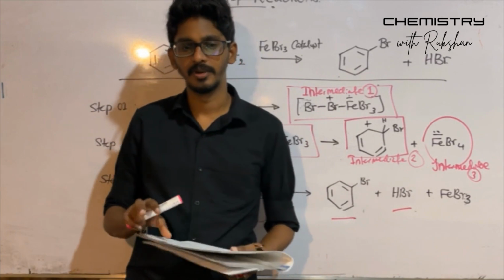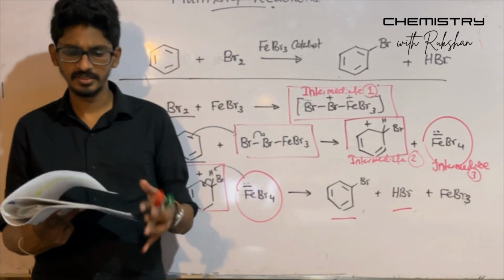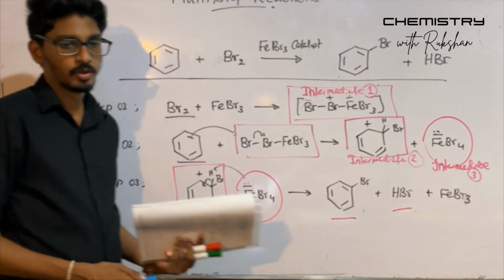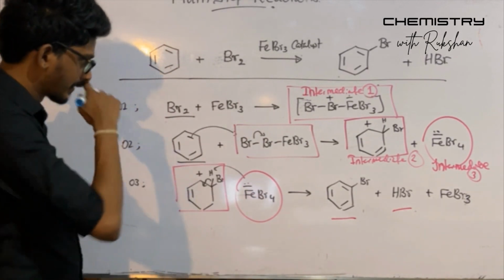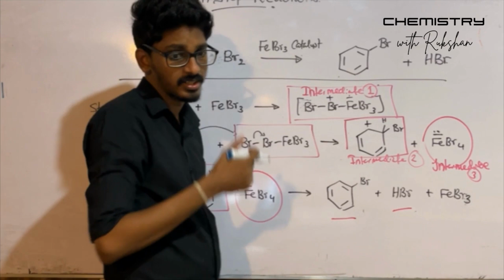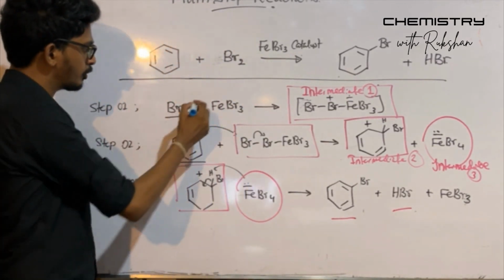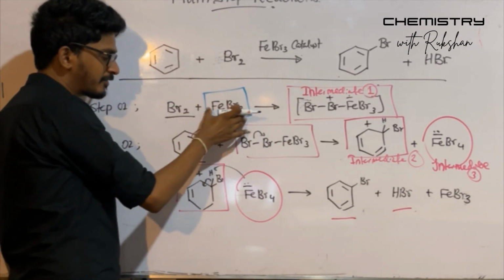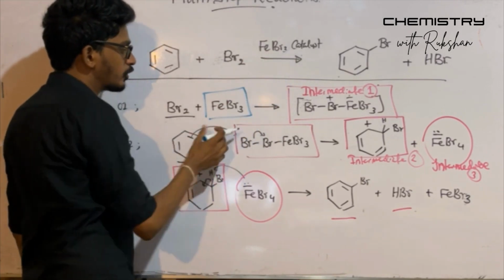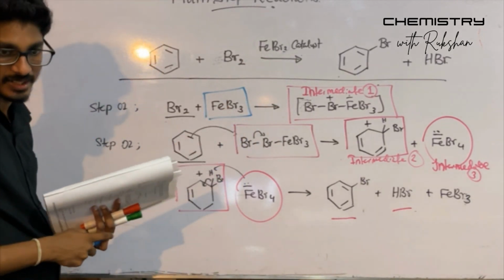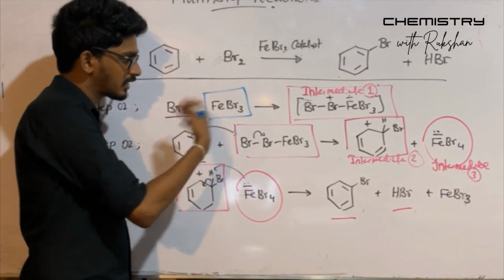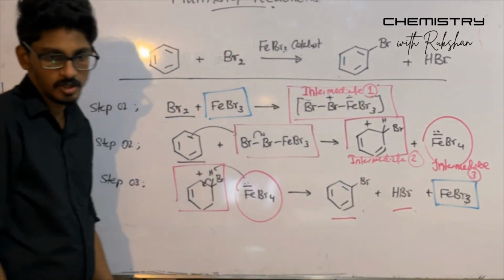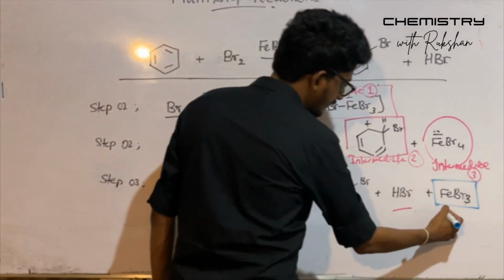Okay. The third point is going to be about the catalyst. Let's try to identify a catalyst here. The catalysts are the ones which are consumed first. You consume the FeBr3 here at a prior stage, and then ultimately it will be regenerated. It is your catalyst. Those are the catalysts.